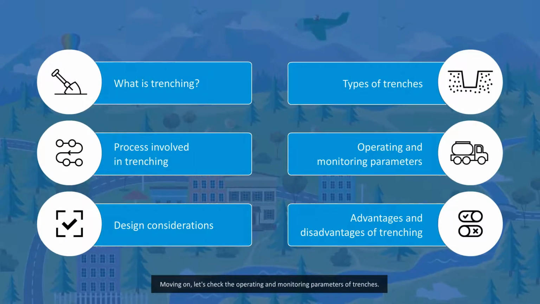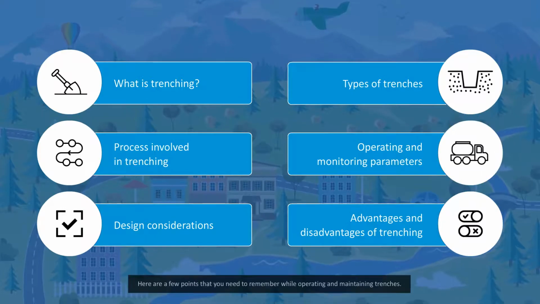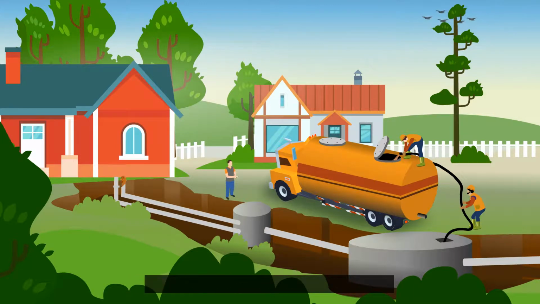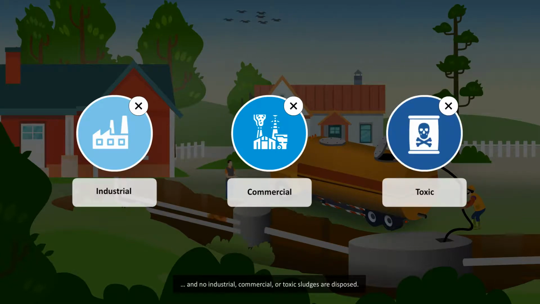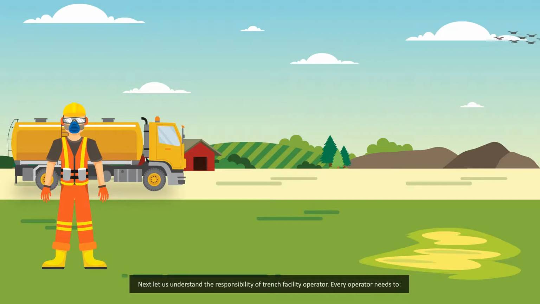Moving on, let's check the operating and monitoring parameters of trenches. Here are a few points that you need to remember while operating and maintaining trenches. Primarily, ensure that only fecal sludge from households is disposed into trenches, and no industrial, commercial, or toxic sludges are disposed. Next, let us understand the responsibility of trench facility operator.